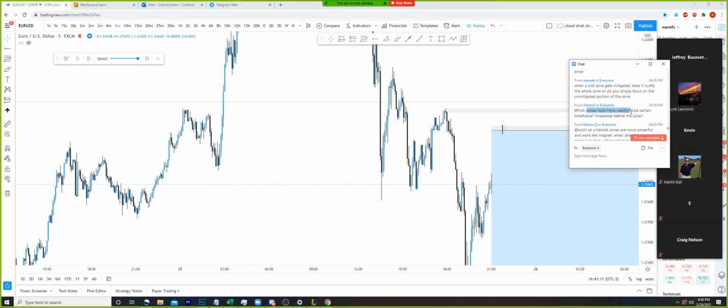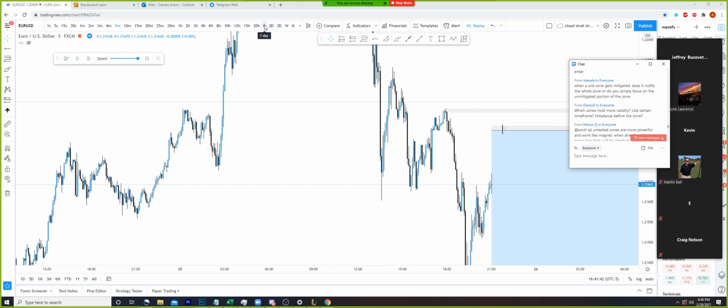Which zones hold more validity, like certain time frame, imbalance before the zone? Imbalance before the zone, yes. Why? Because an imbalance before the zone means it hasn't been mitigated, right? So it's the same thing, right? An imbalance basically means that the zone has not been mitigated, so there's a higher chance that there's going to be mitigation there. Certain time frame, again, if you work with the weeklies, the monthlies, and the really high time frames, even the dailies, there's a higher likelihood of some supply and demand zones holding just because there are more orders in them. But the reality is, it's one and the same.